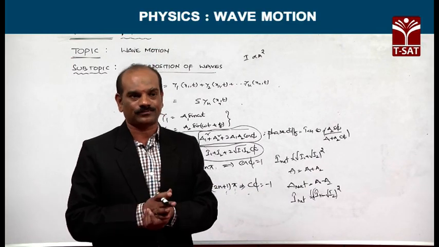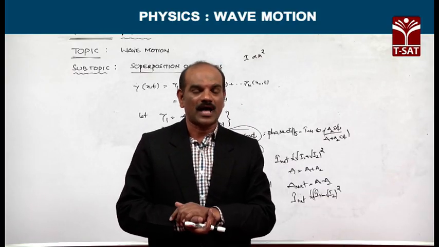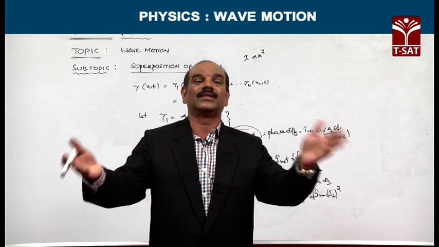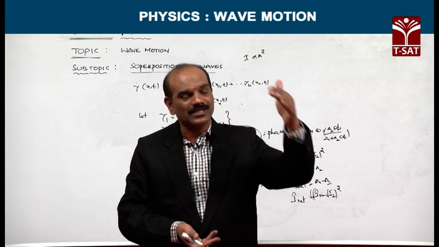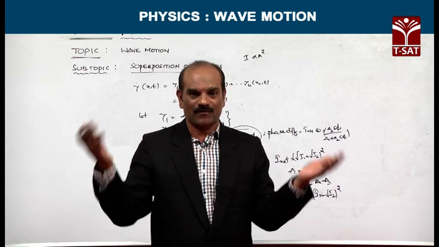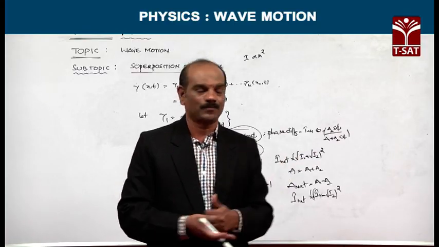Constructive is when the crest of one wave falls upon the crest of another, or the trough of one wave falls upon the trough of another. That gives constructive interference. If the crest of one wave falls upon the trough of another, or the trough of one wave falls upon the crest of another, that gives destructive interference. These indicate maxima and minima.